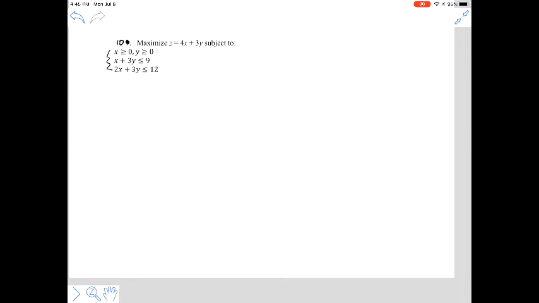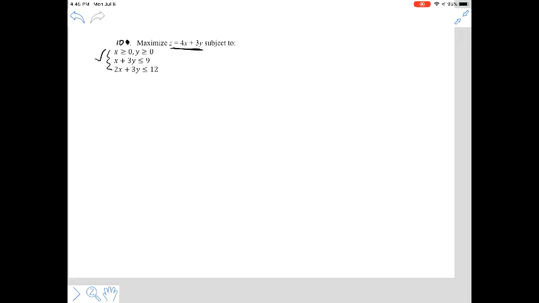It's a system of inequalities. We need to graph it to find the solution set. And then once we have the solution set, that's when we use this objective equation right there. So we don't use this till the very end. First step is to graph that system of inequalities.